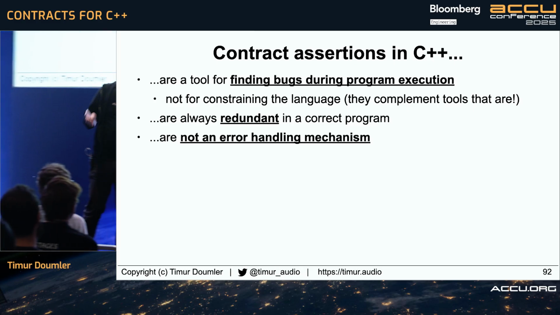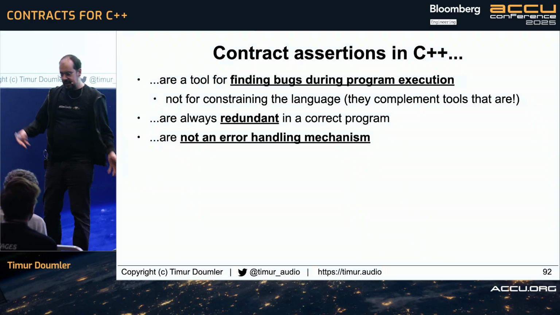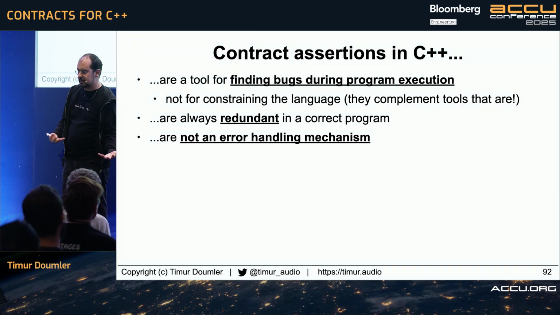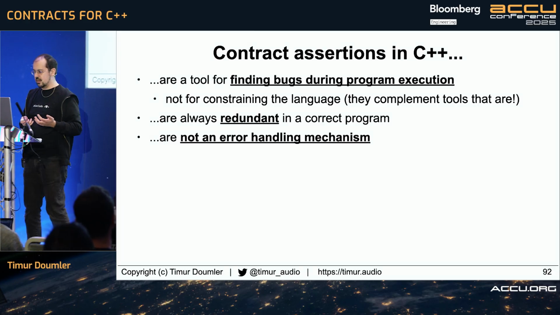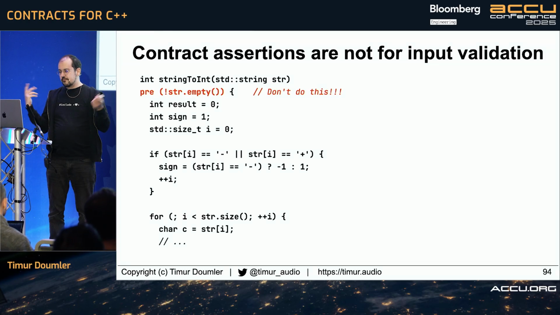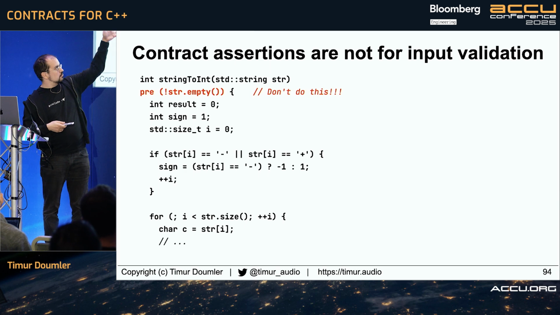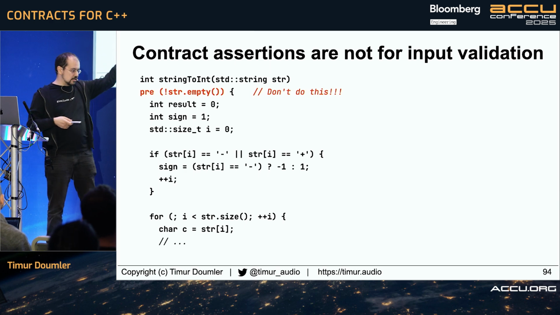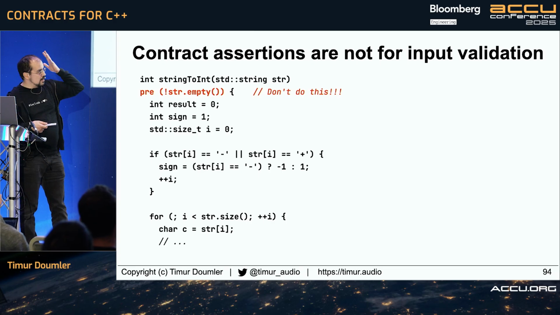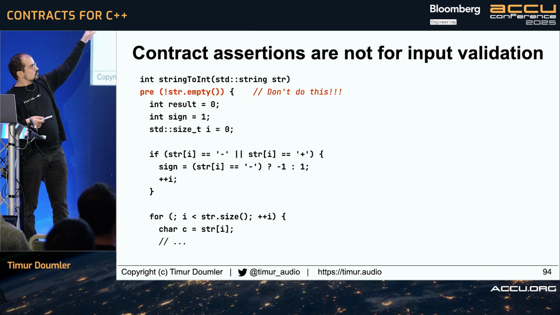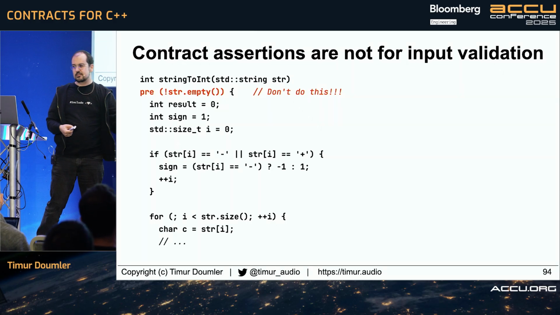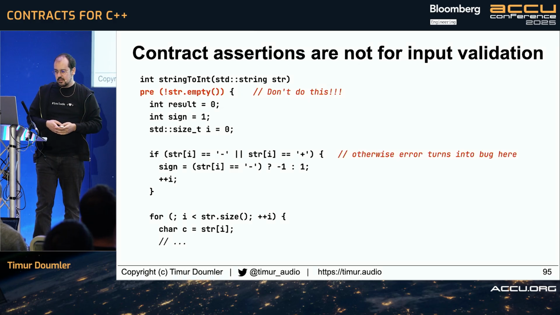There's a distinction between finding a bug, which is you wrote the wrong code, and handling an error, which could be you got wrong input from somewhere else, but the program you wrote is still correct. So that is not what contracts are for. They're not an error handling mechanism, so you're not supposed to use them for things like input validation. For example, if you have a function that parses a string and determines what integer that string represents and returns that integer, then it could be an error to pass an empty string, but you should not write that as a precondition assertion, because if you do that and then somebody ignores that precondition assertion, which you can always do, then you hit a bug later here.